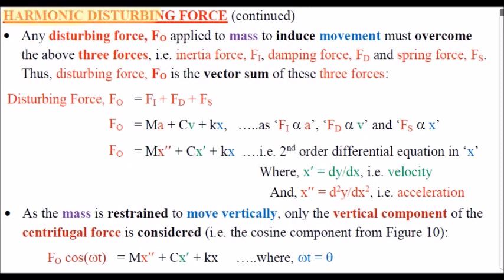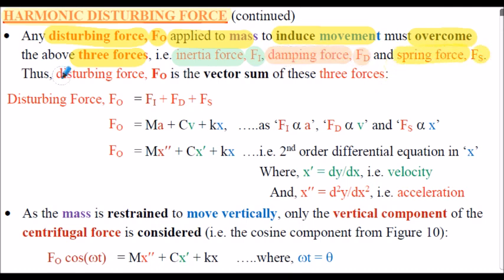Harmonic disturbing force continued. So any disturbing force, F0, applied to the mass to induce movement must overcome the three forces stated on the previous slide. That is the inertia force, Fi, the damping force Fd, and the spring force Fs. Thus the disturbing force, F0, can be considered the vector sum of these three forces. So disturbing force F0 is equal to Fi plus Fd plus Fs.